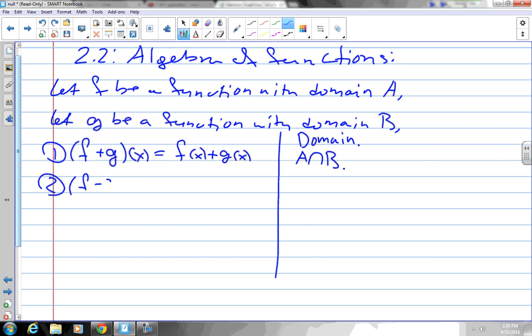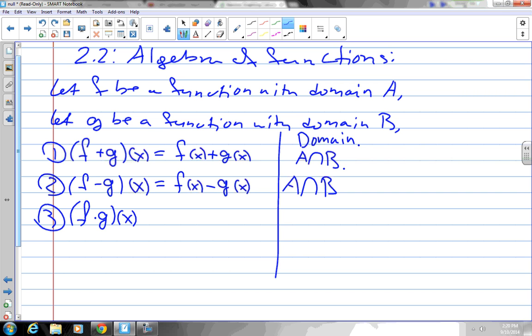So if I give you the difference function, which is f of x minus g of x, you have the same situation. You want to make both f and g happy. So we're talking about the intersection of both sets, A intersection B. And so forth. We can define a product of functions, f times g of x, that equals f of x times g of x. So that's also an intersection. You have to make both functions happy.